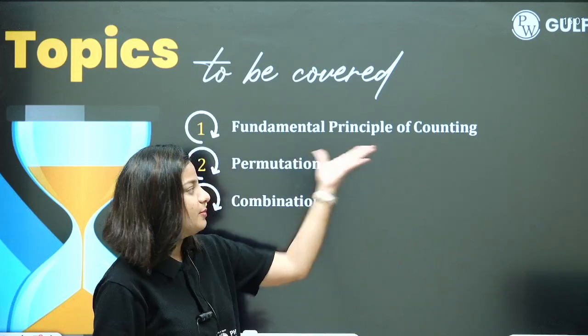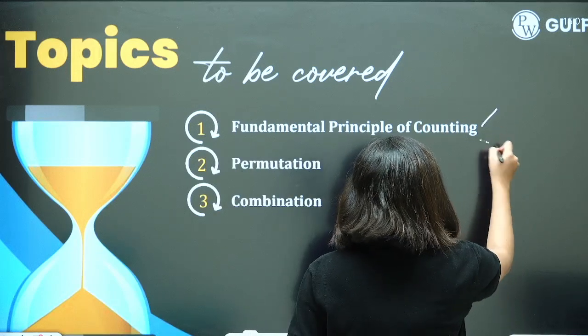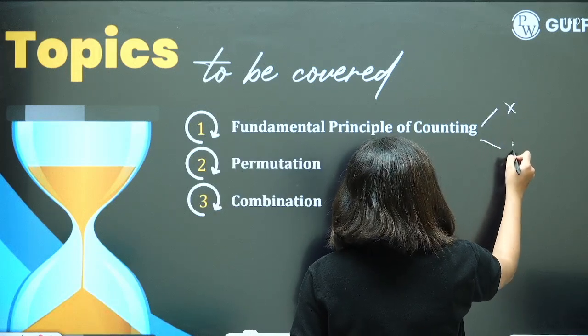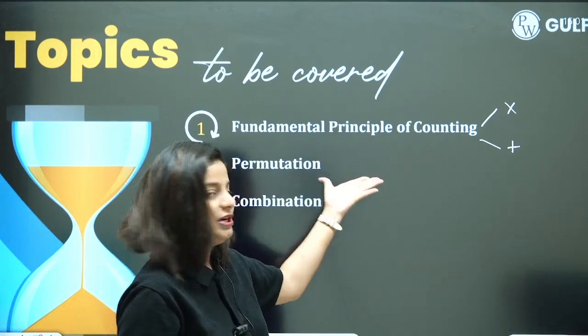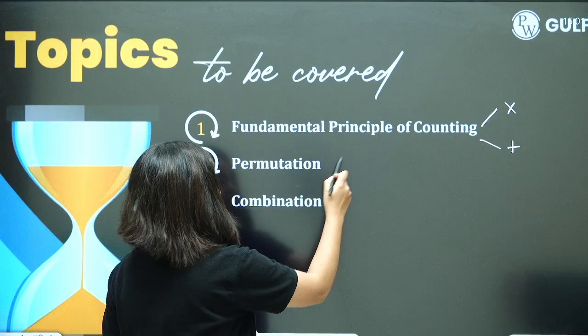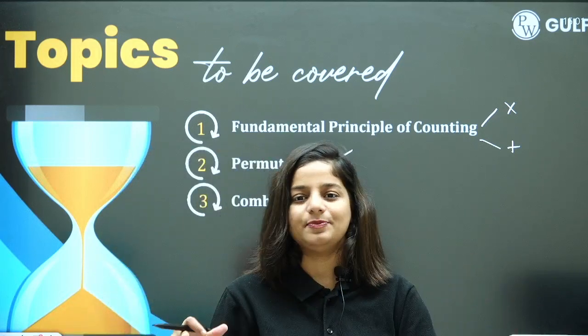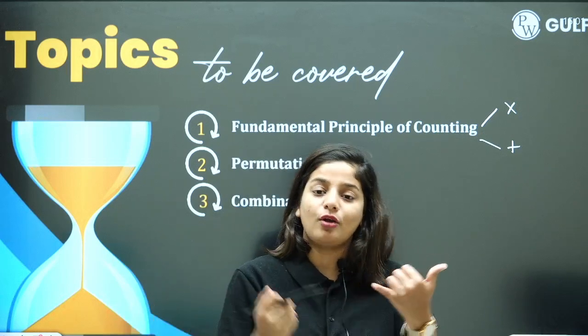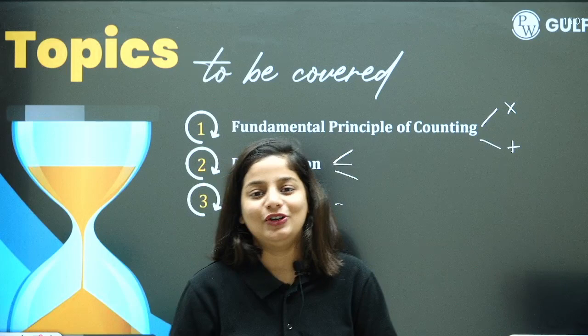Guys, only three things are there in this chapter. The very first thing is the fundamental principle of counting, which involves two types: multiplication and addition. The second part is all about permutations, three types of permutations, and combinations, only one type of combination, and some special cases like rank of a word, block method, and gap method. These miscellaneous things will also be covered in today's class.